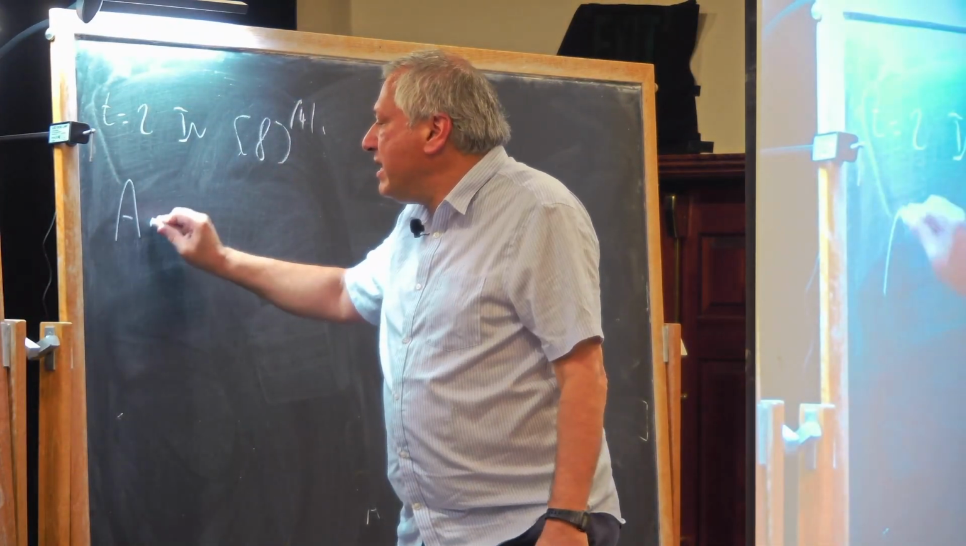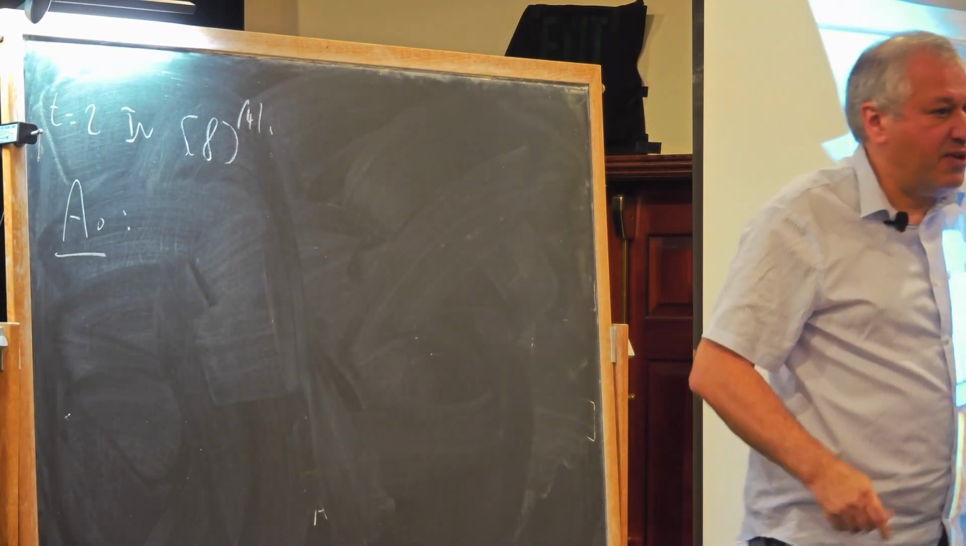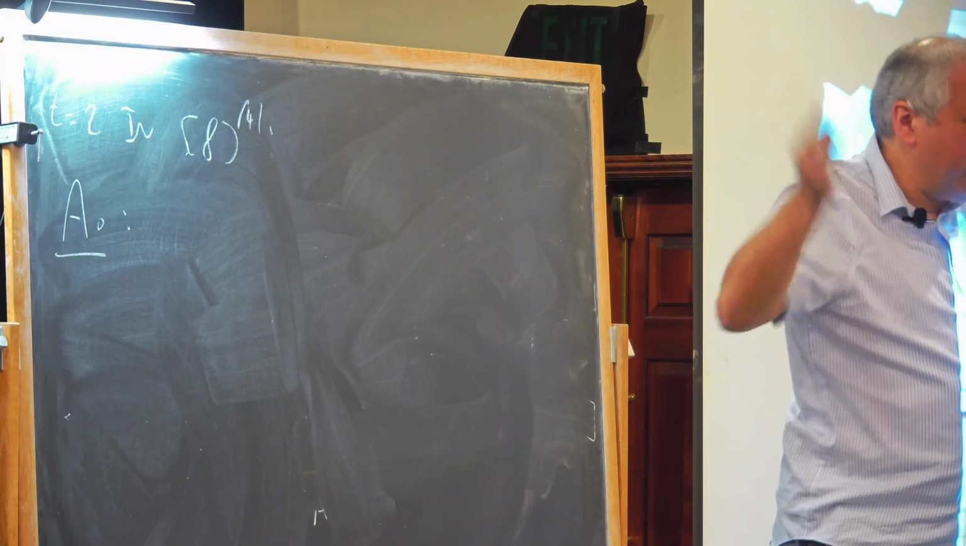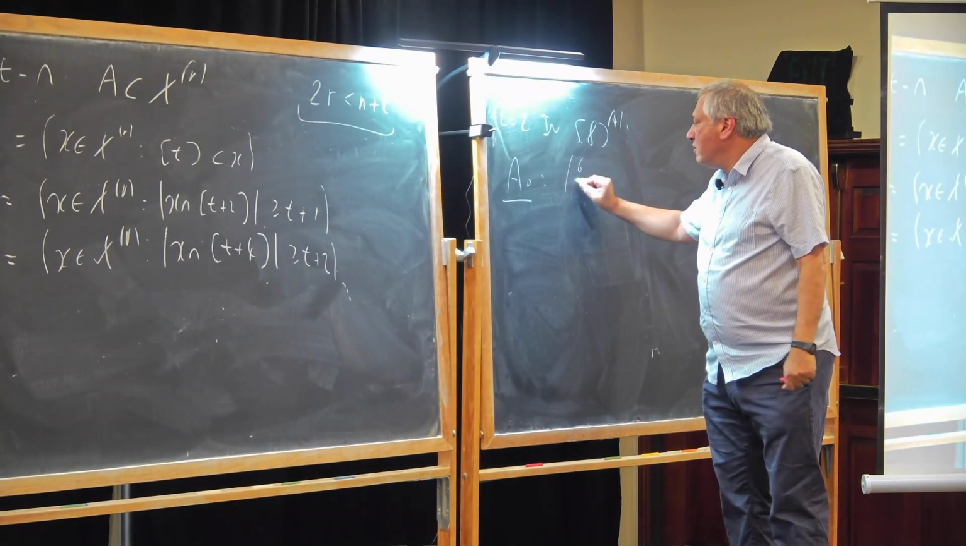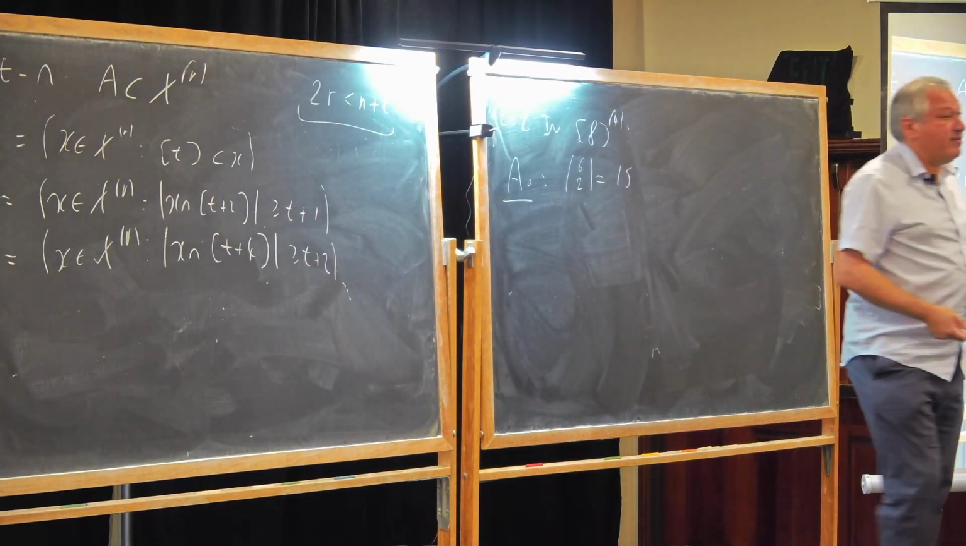Okay, how big is A0? So that's all 4-sets that contain 1 and 2, right? So I believe that is 6 choose 2, picking 2 from the outside, which is 15.